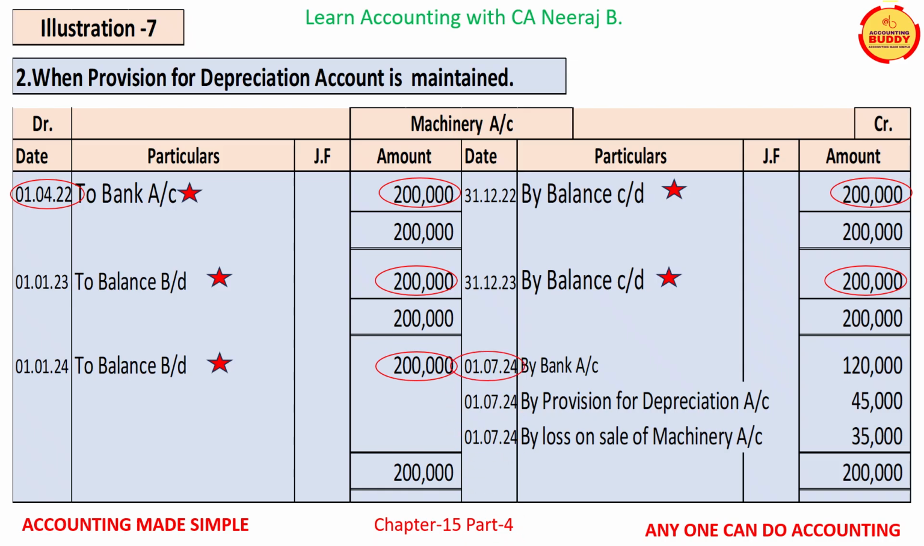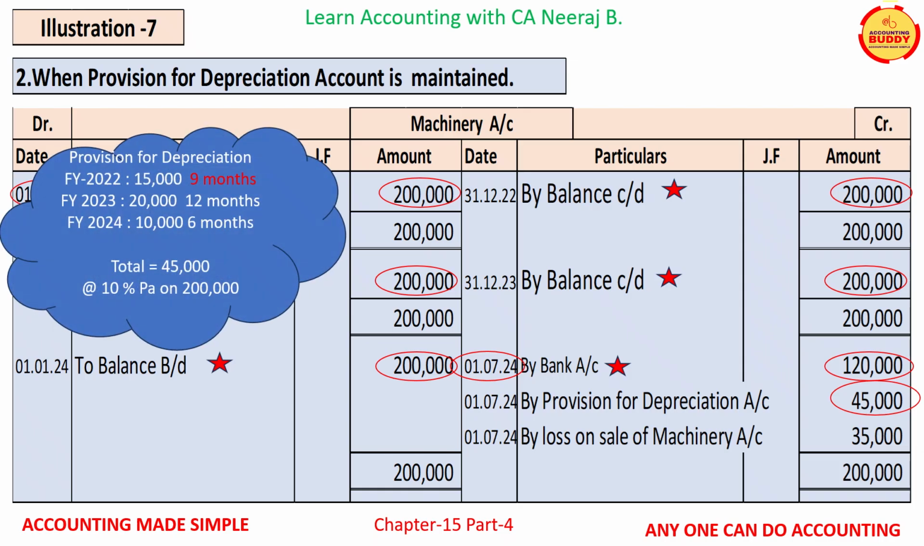On 1st of July 2024, the machinery is sold and the sales proceeds of $120,000 are posted on the credit side of the machinery account by writing the words "By bank account" under the particulars column. $45,000, being the accumulated depreciation from the date of purchase of the machinery till the date of its sale, is transferred from the provision for depreciation account on 1st of July 2024. That is the date on which the machinery is sold.